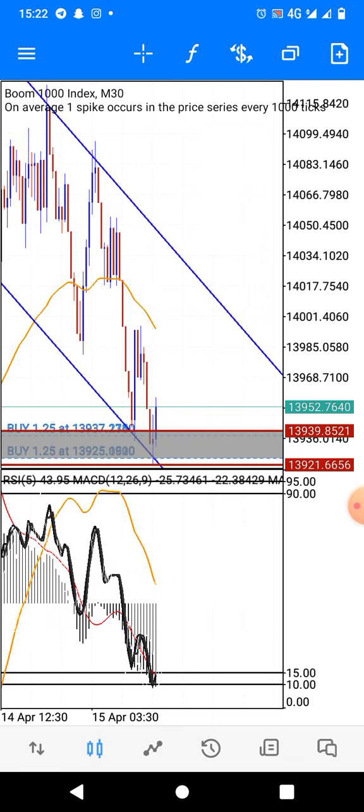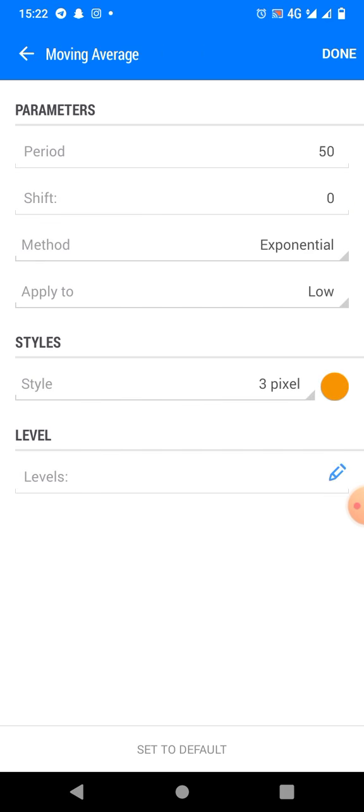The next indicator we have, guys, is the moving average. Moving average period 50, shift 0, method exponential, apply to low. Style is 3 pixel, color gold, just the way you have it on your main chart. When you're done, you click on done.